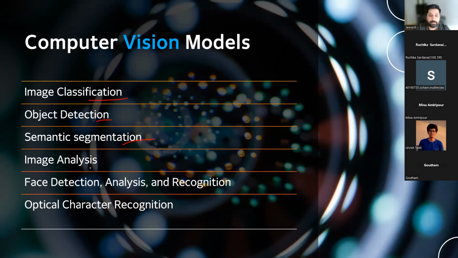Okay. Image analysis: you send the image, and it analyzes what it is able to find in the image. Face detection, analysis, and recognition. Detection is, hey, out of this family picture, I can see first face, second face, third face. Analysis is, oh, I see this person is happy, this person is sad, this person is curious. So doing some mood analysis is part of the analysis.